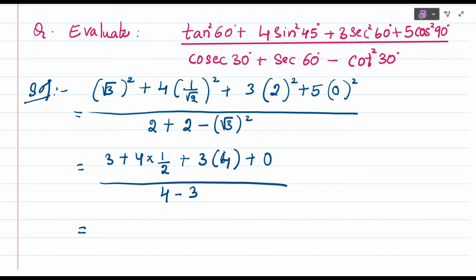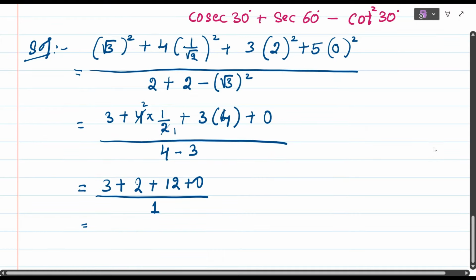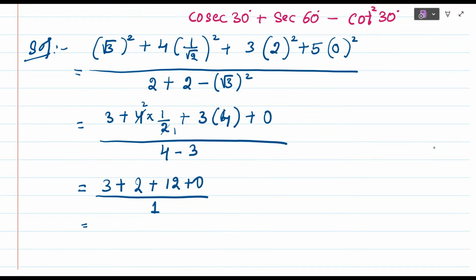Okay. So very simple, students. Here we are having in the numerator 3 plus, so 4 divided by 2. 2 ones are 2, 2 twos are 4. 2 plus 4 into 3. 12 plus 0 whole divided by 4 minus 3 is 1. Understood, students? Next, 3 plus 2 is 5. 5 plus 12 is 17. 17 plus 0 gives 17 and 17 by 1 gives 17. Okay, so the value is 17.